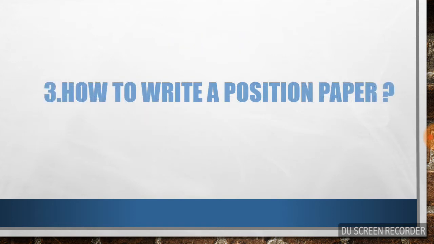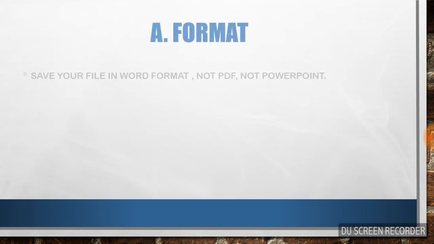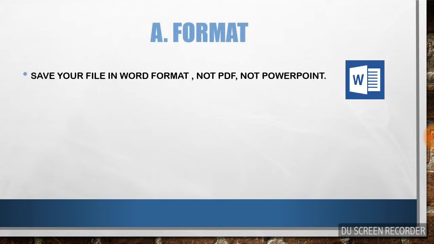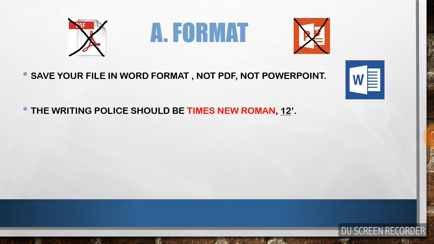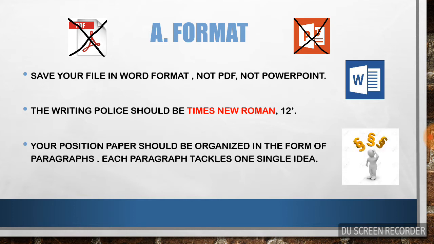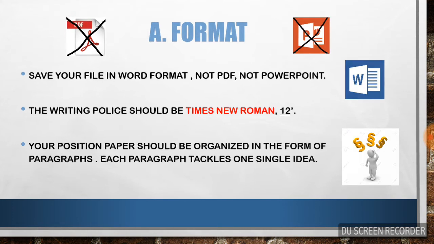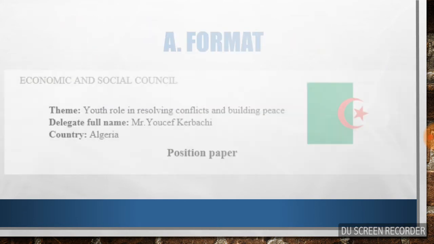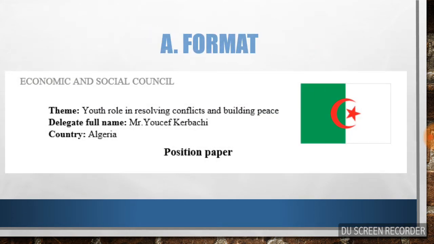3. How to write a position paper. A. Format. Save your file in Word format, not PDF, not PowerPoint. The writing font should be Times New Roman 12. Your position paper should be organized in the form of paragraphs. Each paragraph tackles one single idea. The position paper should be organized in terms of 3 sections.